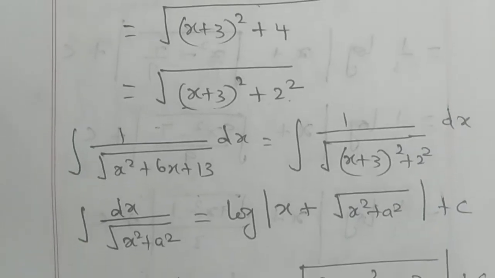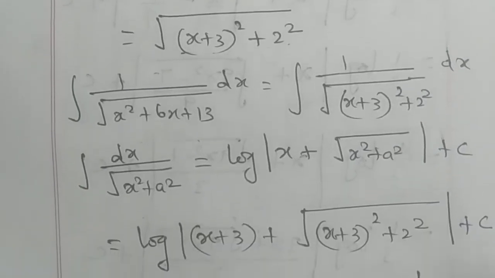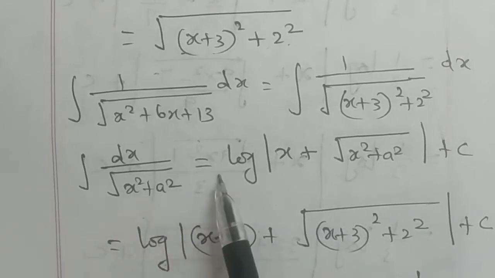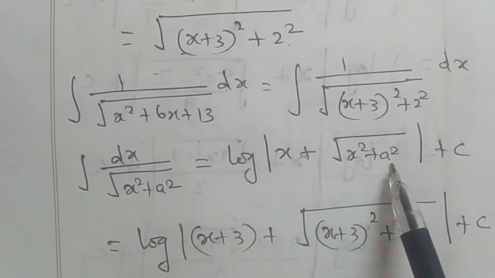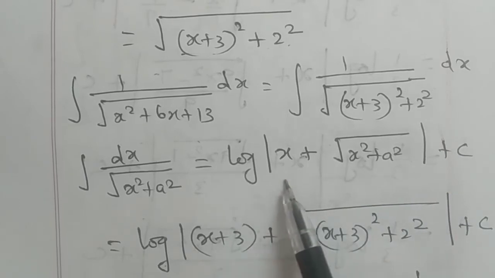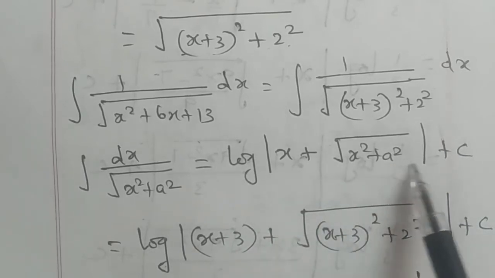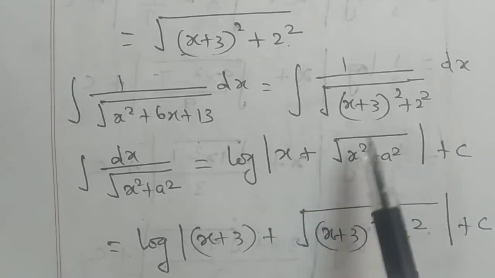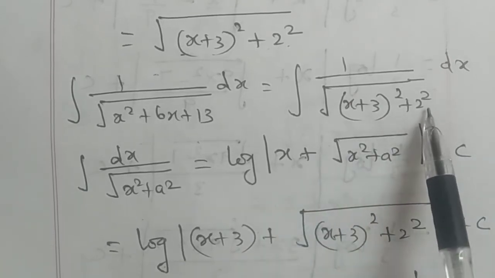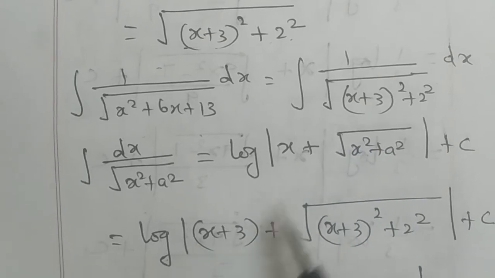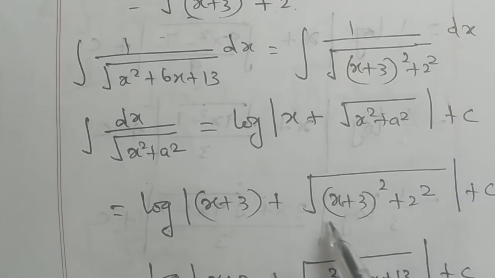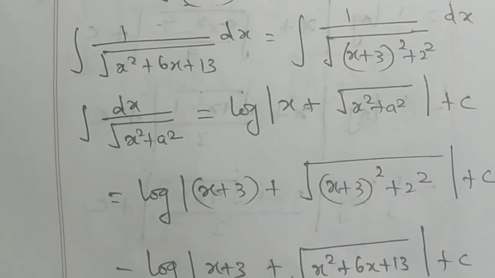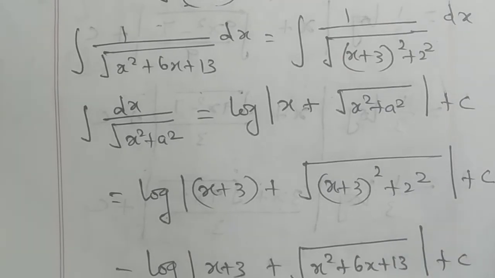So we know the formula: integral of dx divided by square root of x square plus a square equals log modulus of x plus square root of x square plus a square, plus c. So what is the value for x? x value is x plus 3, a value is 2. Log modulus of x plus 3 plus square root of x plus 3 the whole square plus 2 square, plus c.